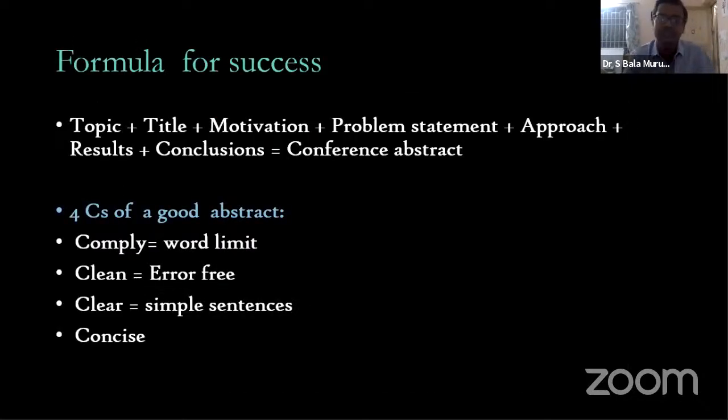The formula for success lies in the proper designing of the topic and the title, and the motivation of the person who does the research, specifying the problem statement and the approach to the problem, meticulously stating the results, and meaningfully correlating the conclusion with the topic and title in the conference abstract. Basically, there are 4 C's: comply with the word limit, give us clean, error-free reports, don't have any discrepancies, use clear, simple sentences, and most importantly, concise: brevity is the secret of success.